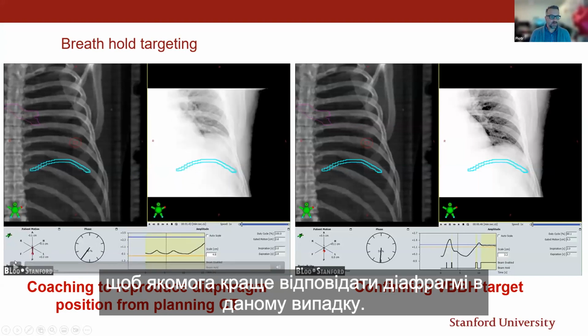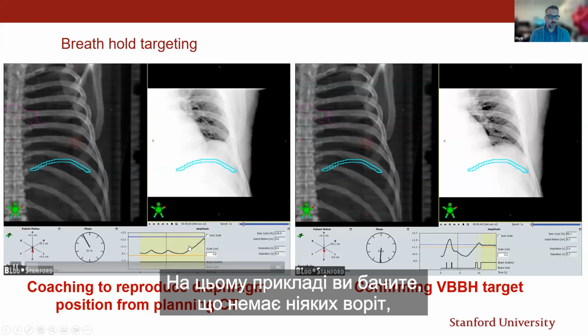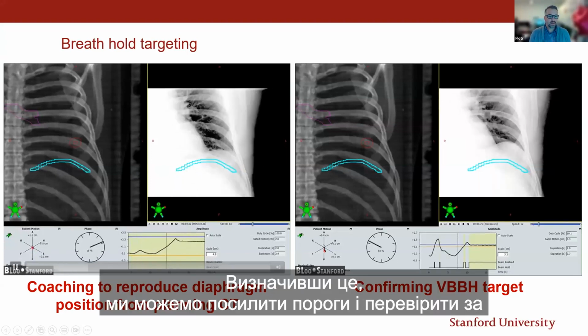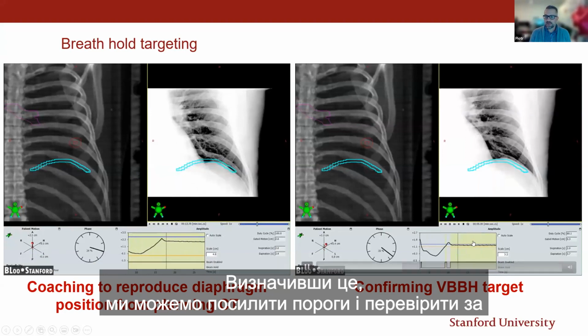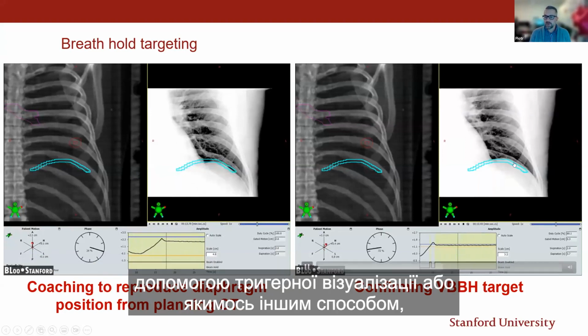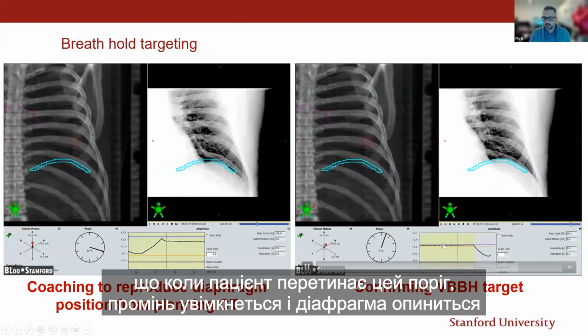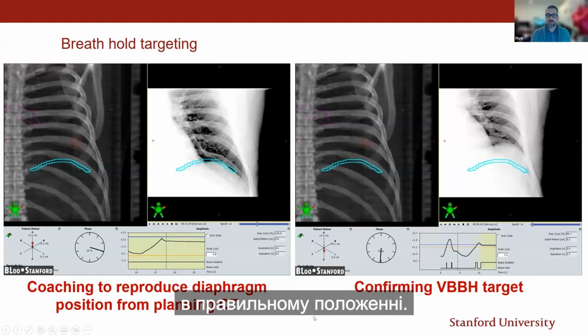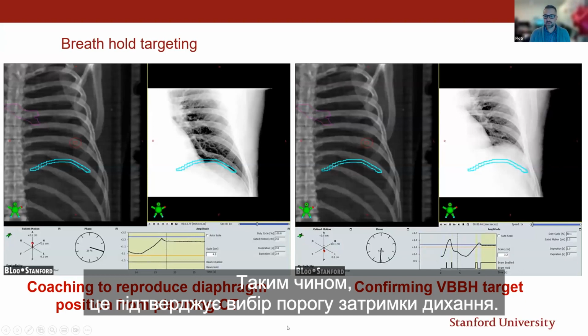So on this example, you can see there is no gating, like the thresholds are quite wide. And once we've determined that, we can then tighten the thresholds and we can verify through either triggered imaging or some other means that when the patient enters this threshold, the beam will turn on and the diaphragm will be in the right position. So that confirms to us the selection of our threshold for the breath hold.